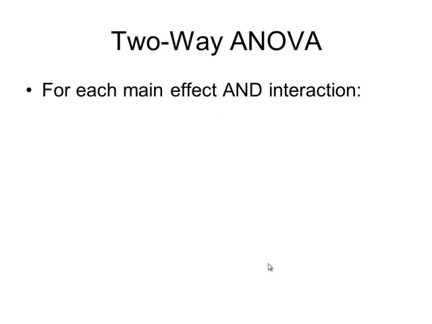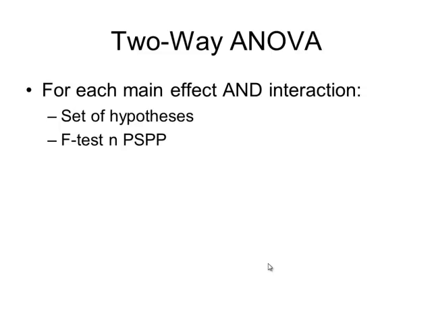So to kind of overview the layout of what you're going to need to do in a two-way ANOVA, there is going to be a requirement for each main effect and an interaction. So for each of these three things, the main effect 1, the main effect 2, and the interaction, you need to write a separate set of hypotheses. So that means you're going to have a null and an alternative for the main effect 1, a null and alternative for the main effect 2, and then a null and alternative for the interaction. 6 hypotheses overall, essentially. You also are going to have to run an F-test in PSPP for all 3. Fortunately, you just do the work once and it gives you 3 F-tests in the output.